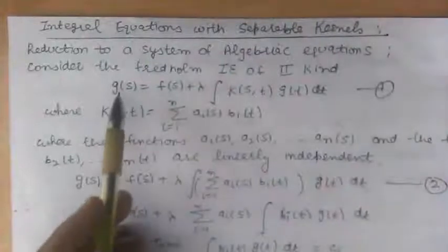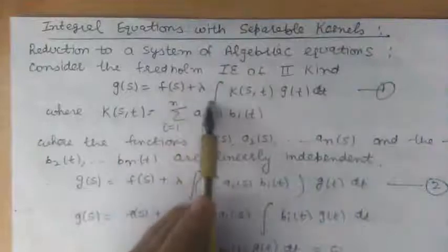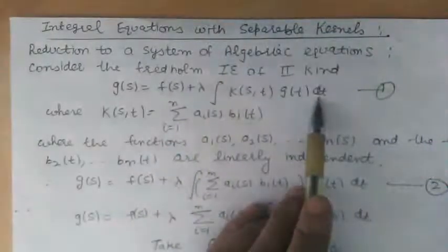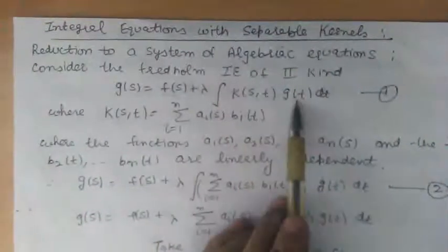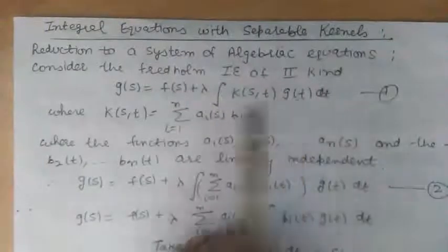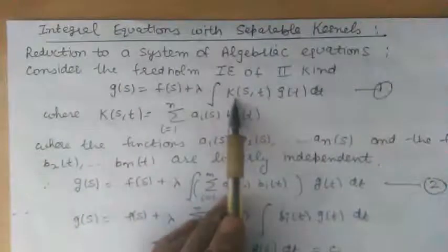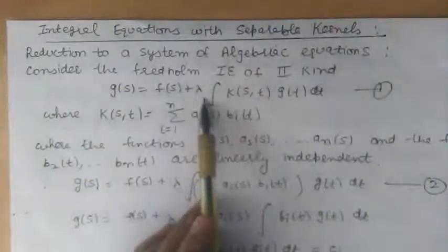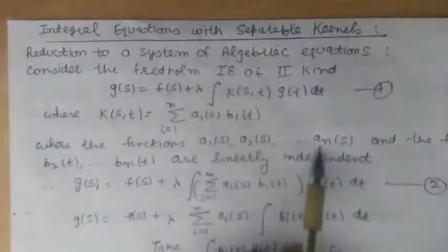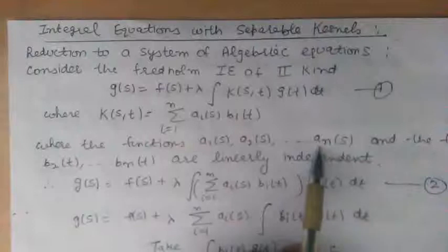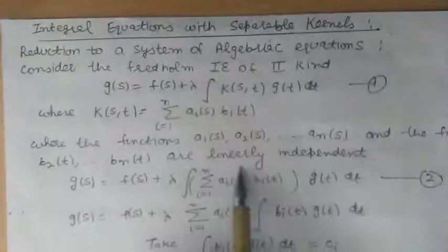So the Fredholm integral equation is given by g(s) = f(s) + lambda integral k(s,t) g(t) dt. Here k(s,t) denotes the kernel of the integral equation. The function g is the unknown function. The functions f and k are known, and lambda is a parameter. Here the functions a1, a2, a3, ..., an are linearly independent functions, and also the functions b1, b2, b3, ..., bn are linearly independent functions.